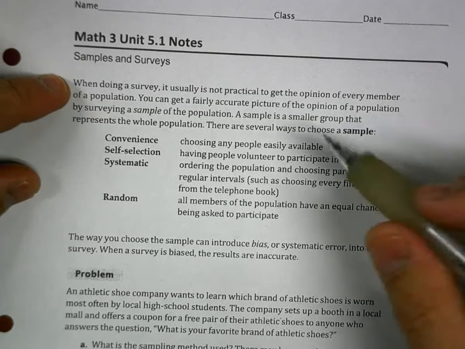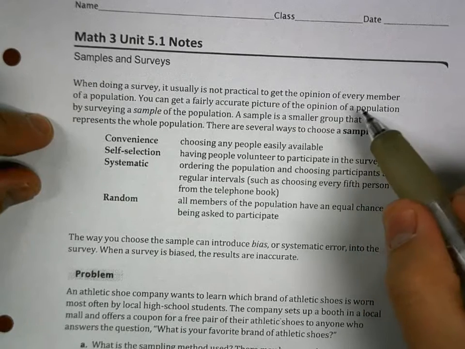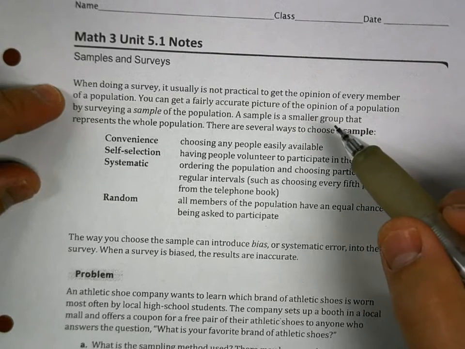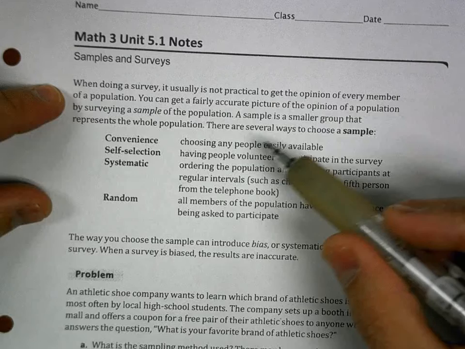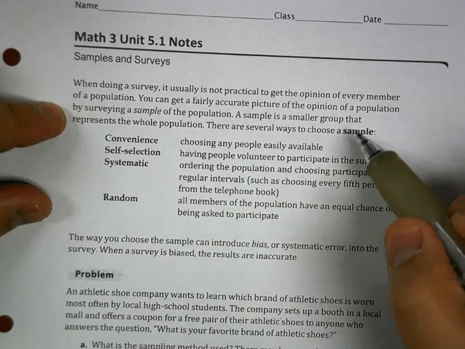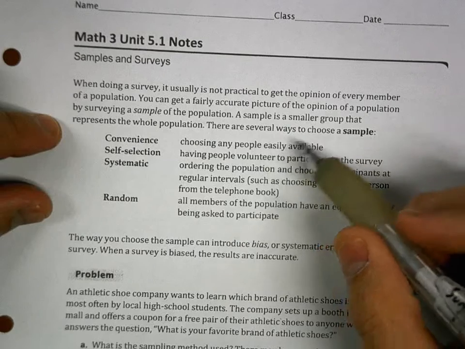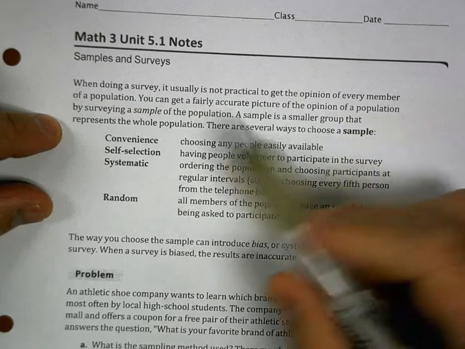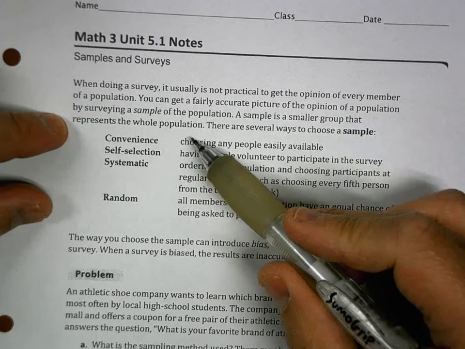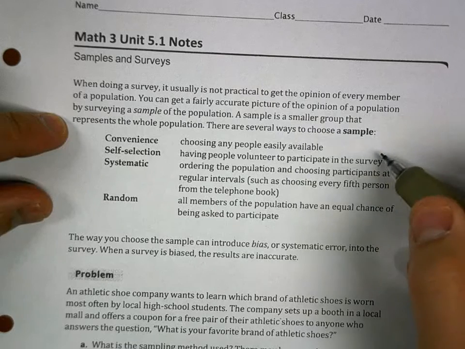When doing a survey, it's usually not practical to get the opinion of every member of a population. You can get a fairly accurate picture of the opinion of a population by surveying a sample or part of the population. Okay, a sample is a smaller group that hopefully represents the whole population. There are several ways to choose a sample.